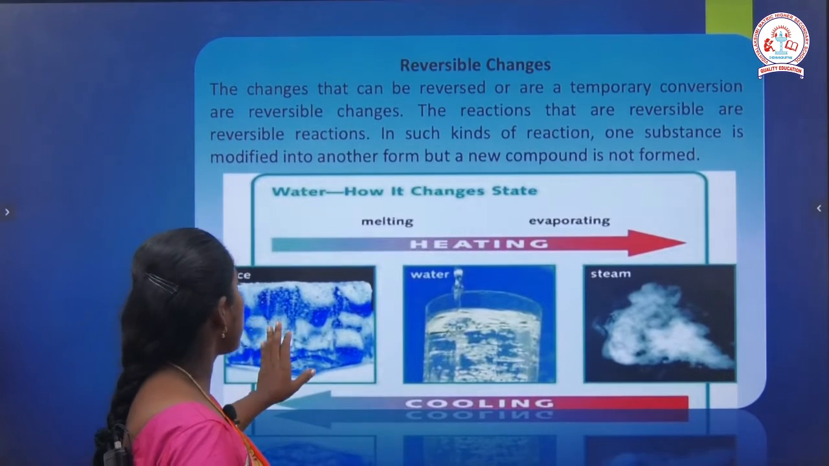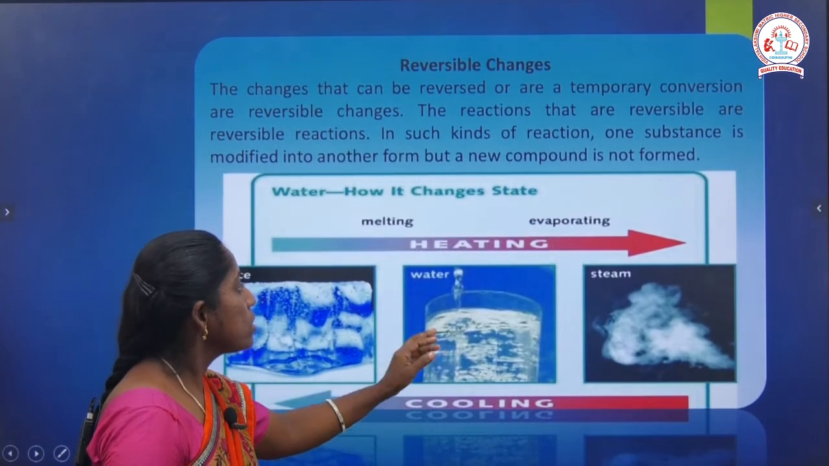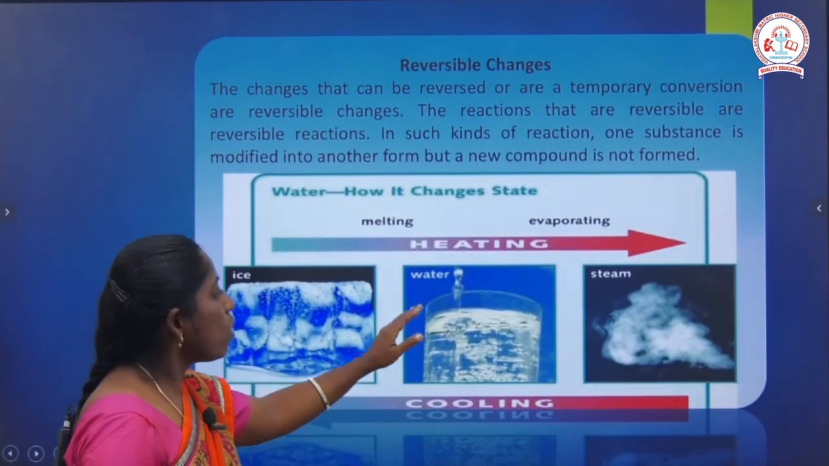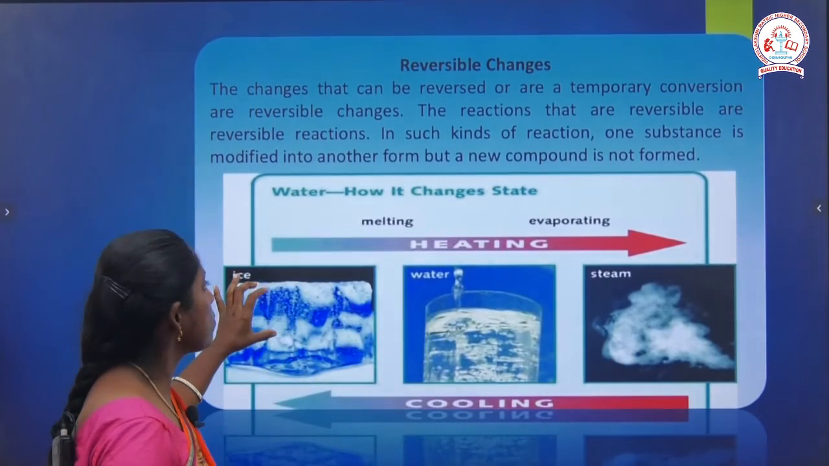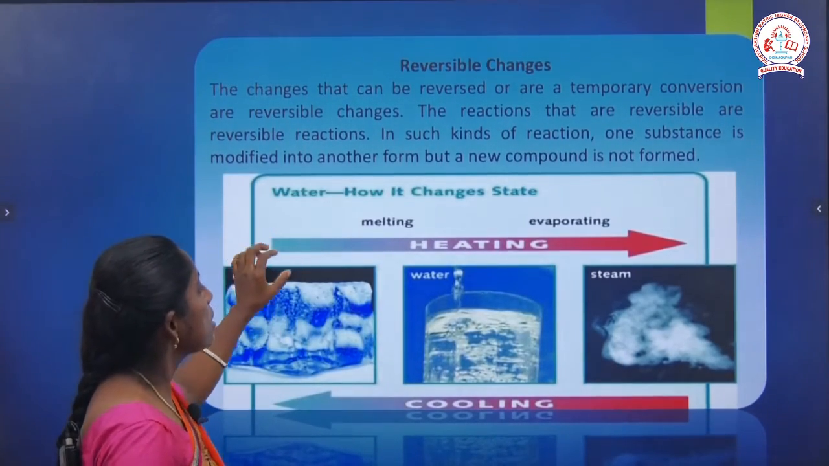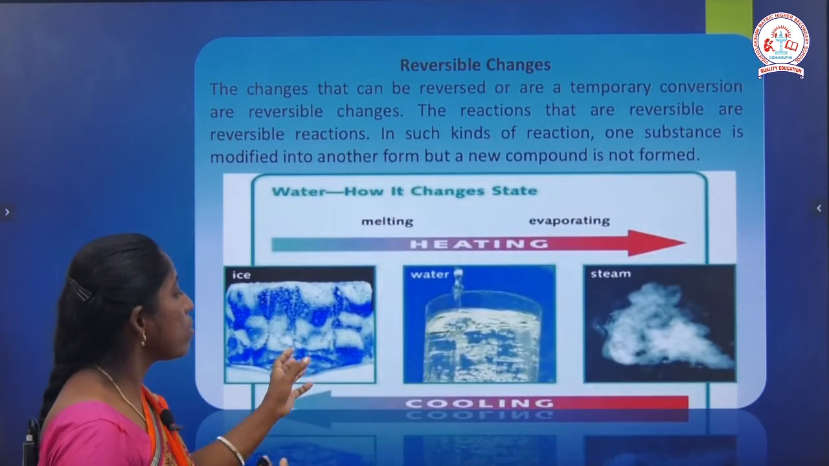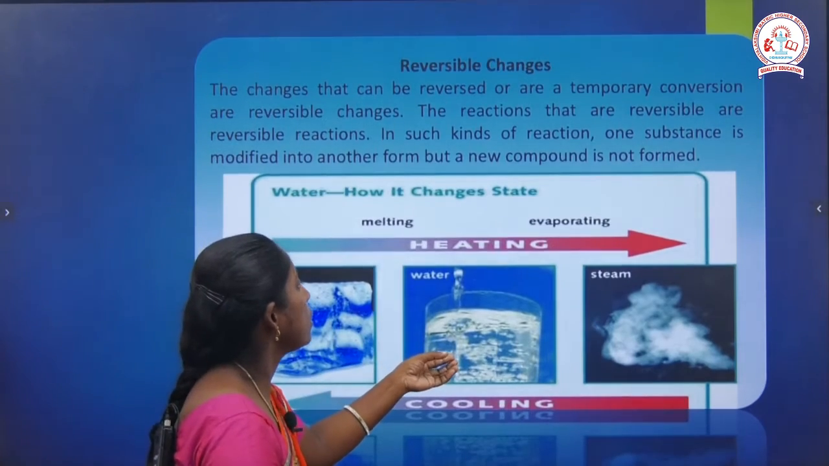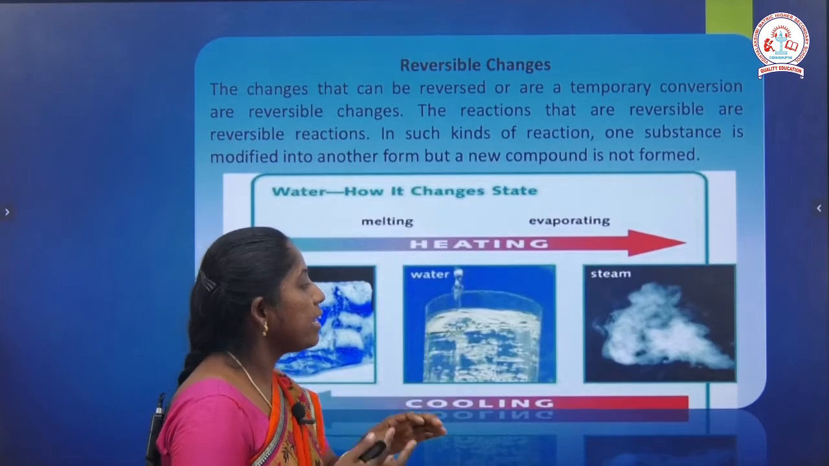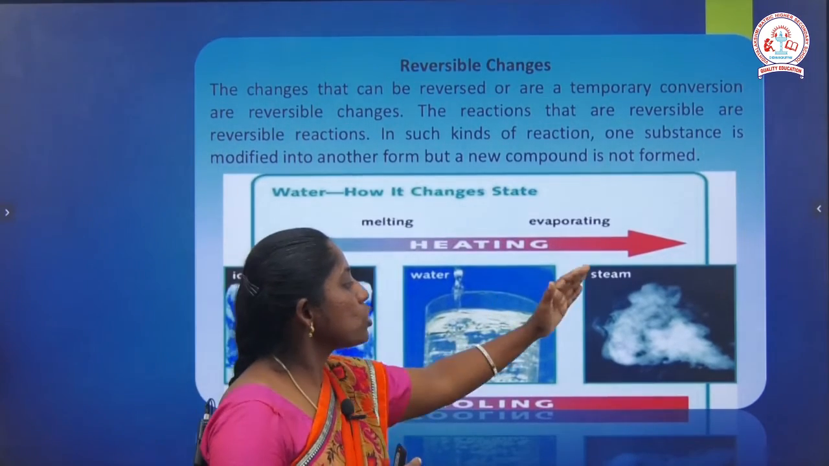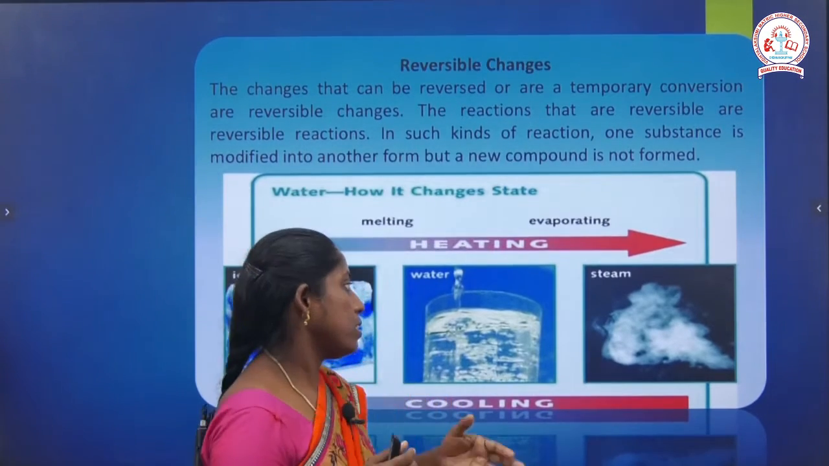So what are the examples for this? See, ice gets melted into water. So what is this? Ice changes into water, that water I can heat and it changes into steam. What kind of changes are these? Reversible changes. Melting: the ice gets melted and turns into water for us, that is called the melting process. Then again this water I heat, and it changes into water vapor. Water vapor has another name, what is that? Steam.